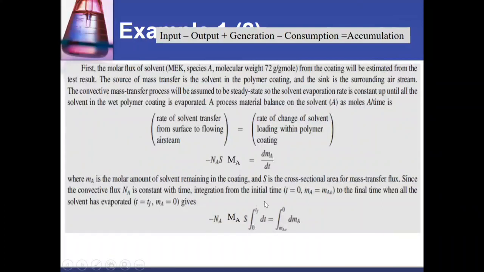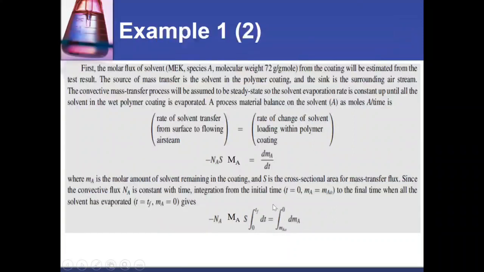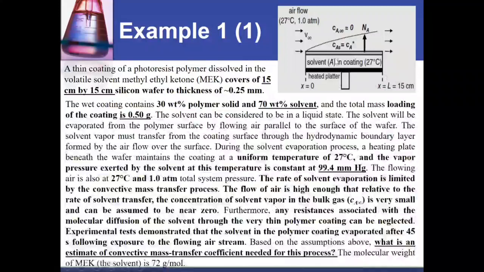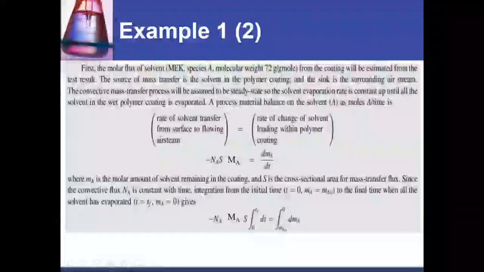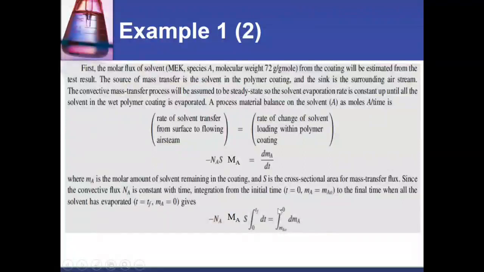Integrate from 0 to the final time of the process, and from the initial mass to the end of the process. At the end, we will have evaporated all the solvent. We're doing the balance on the solvent in this coating, so at the final time all the solvent will be evaporated, and the remaining solvent in the coating will be 0. So this is a simple integration. It will be from 0 to T, so we'll get T final minus 0.